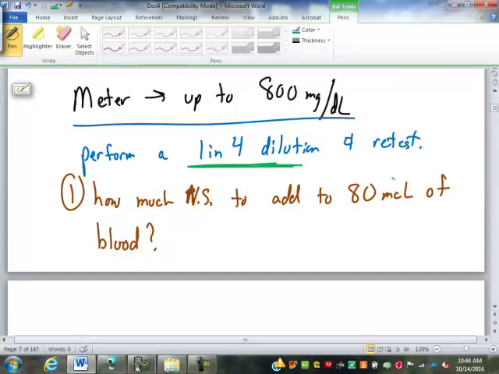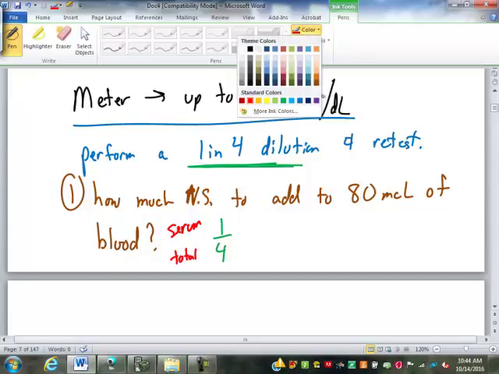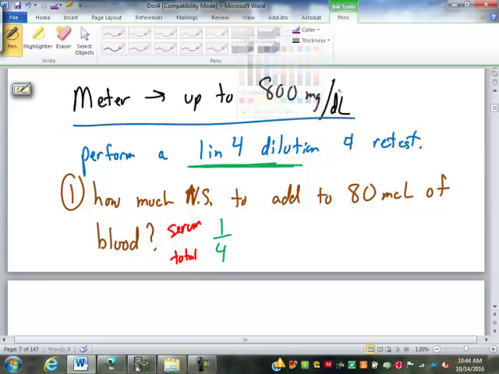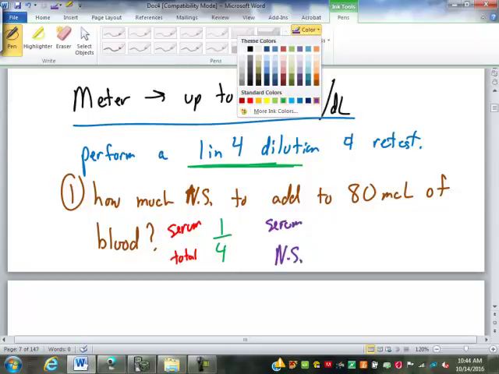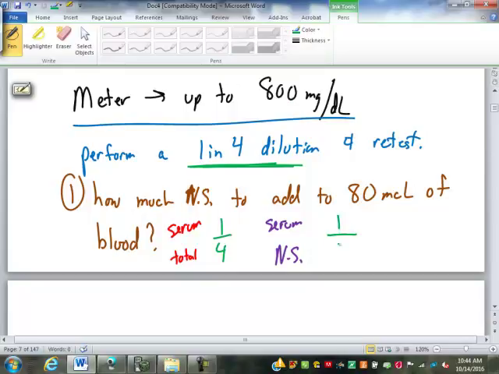To perform a 1 in 4 dilution, remember the 1 is the serum, the 4 is total. We know the amount of serum. We are looking for the amount of water, of saline. So we're going to need to adjust this to the ratio of serum to NS, to water. And that ratio is going to be 1 to 3. 4 minus 1 gives us 3. Total minus serum gives us 3 parts of water.